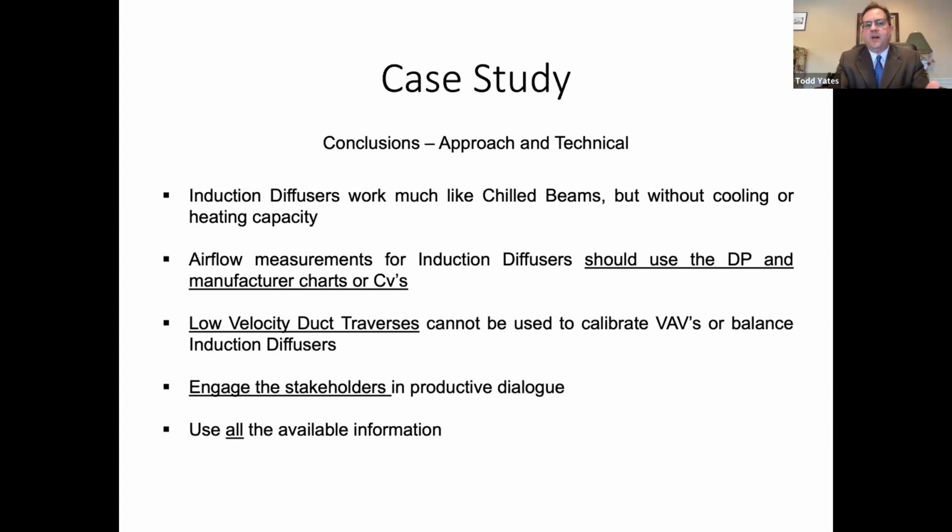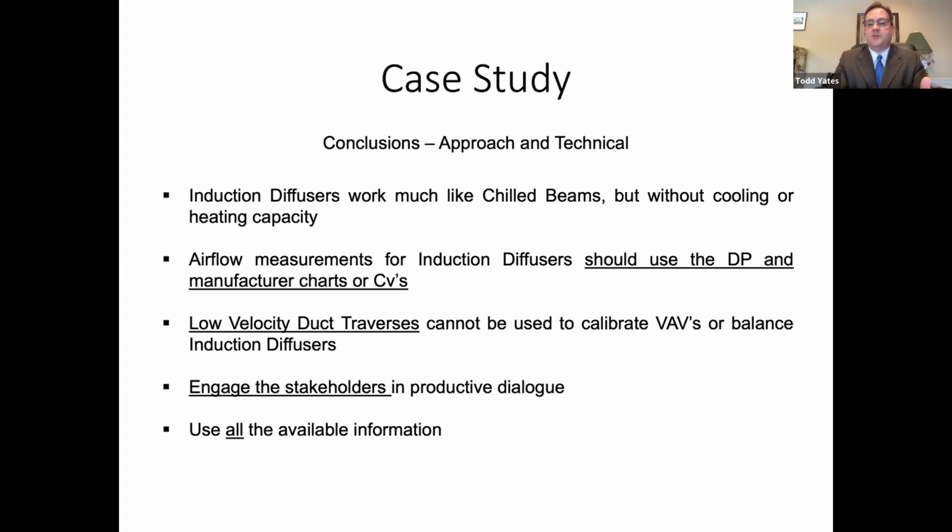So what are the conclusions from this process of how we do things? How do we solve it technically and just through the course of the project? How do you make these things work? So from the technical side, induction diffusers are much like chill beams, but without cooling and heating capacity. So if you've done a lot of chill beams, you probably already know this. You've got a methodology that works. That same thing can be applied to the air side. The same thing that you apply to the air side of chill beams applies to induction diffusers.